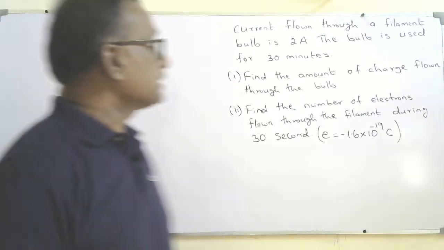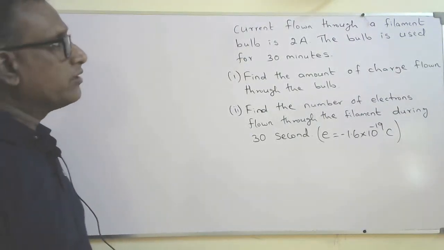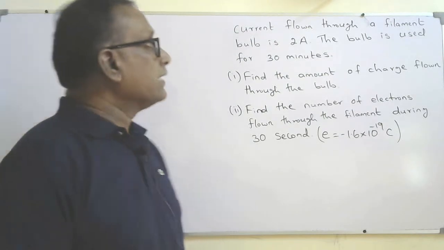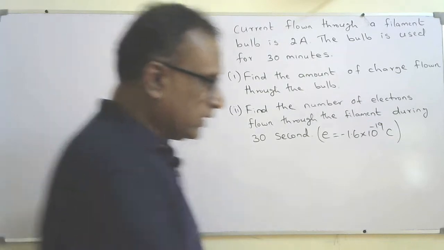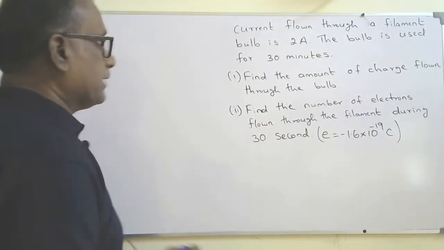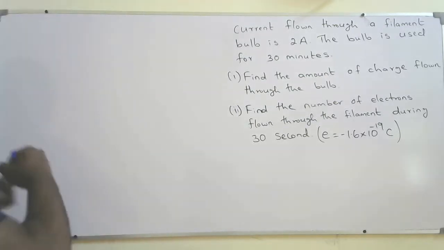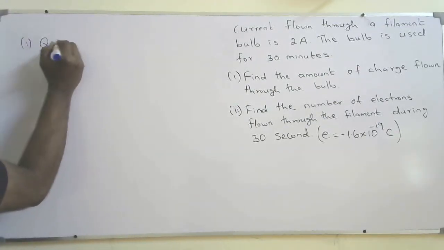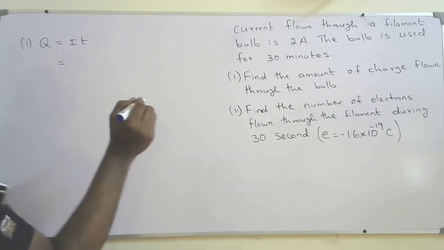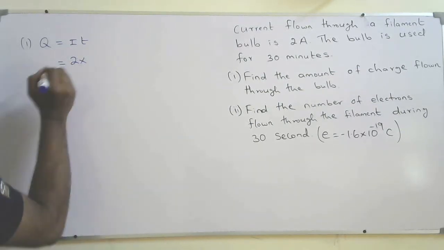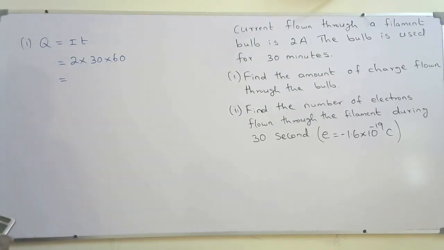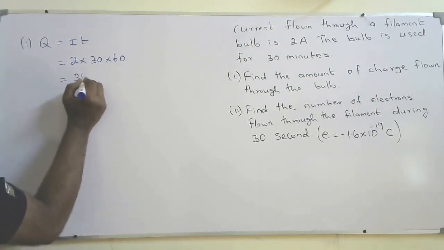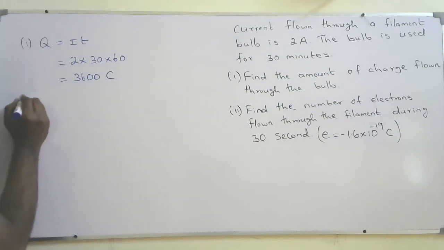Okay, so this is the first question. A simple question says current flown through a filament bulb is 2 amperes, and the bulb is used for 30 minutes. First part, find the amount of charge flown through the filament bulb during this 30 minutes. So simply we can answer like this: Q equal IT. We know the current, that is 2 amperes. The time should be in seconds, so 30 minutes convert to seconds, times 60. So solve it, you will get the answer 2 into 30 into 60. That will be 3600 coulomb.